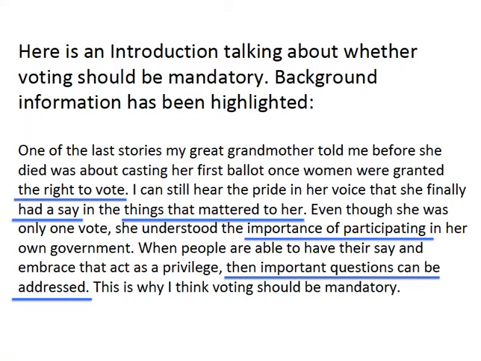In telling that story, this introduction provides background information that highlights key things that are relevant to the general theme of voting. There's having a say in things that matter, there's a right to vote, the importance of participating in government, and addressing questions that matter. This is all relevant background information that relates directly to the topic at hand.